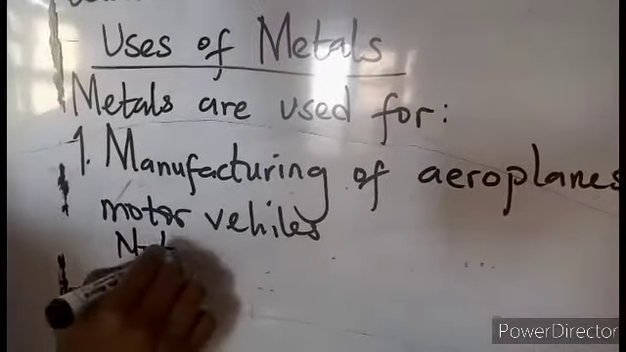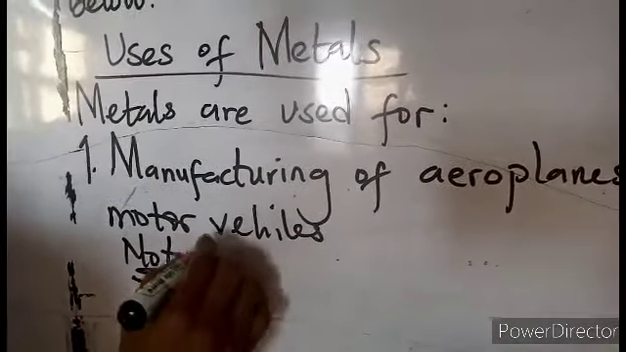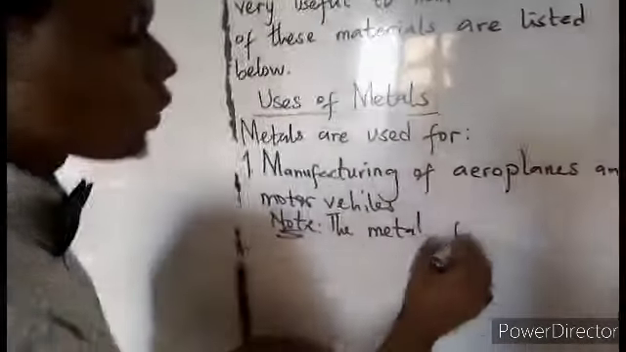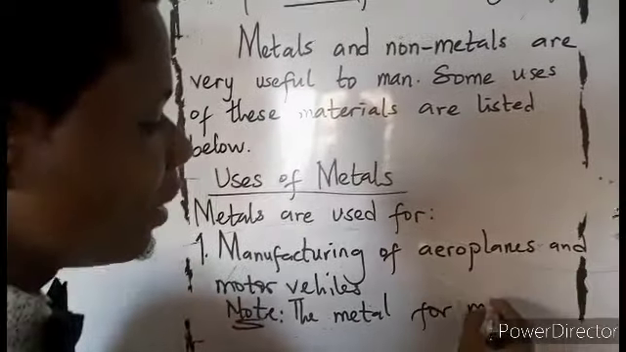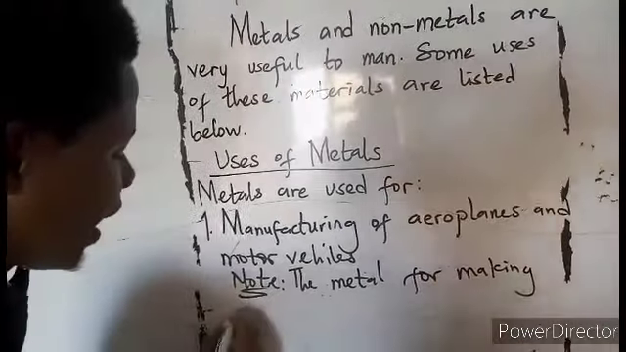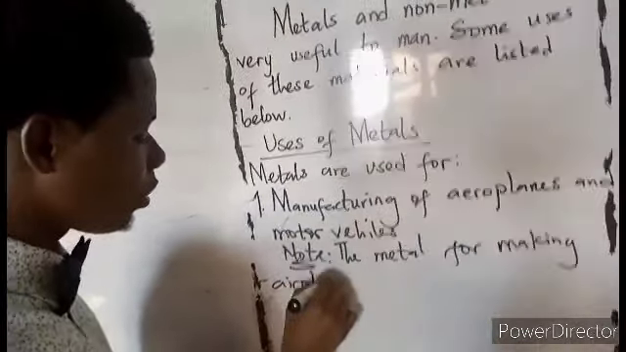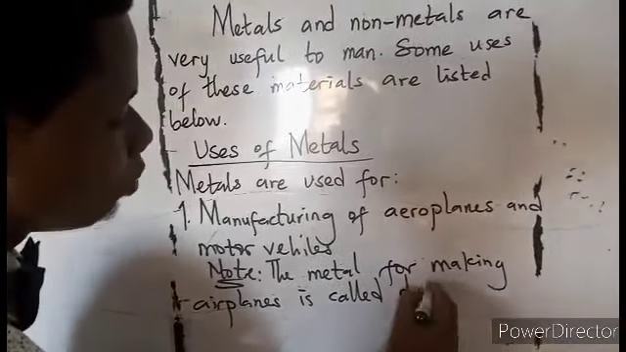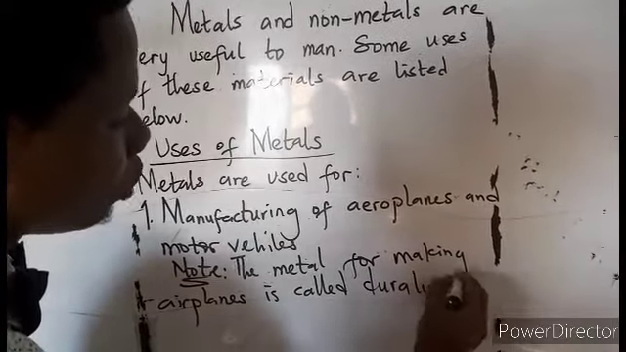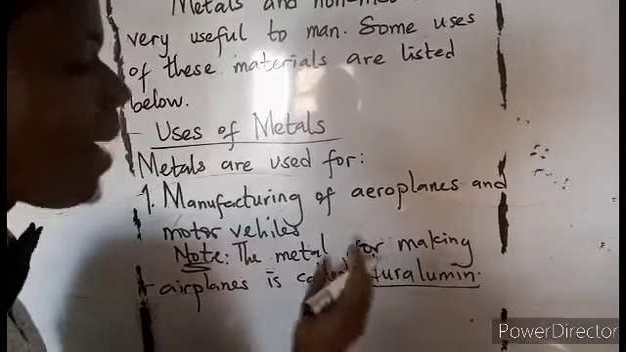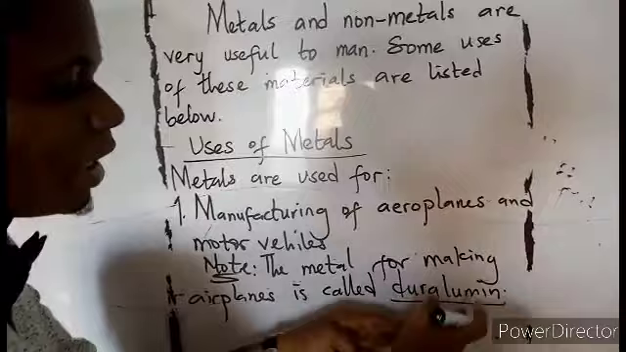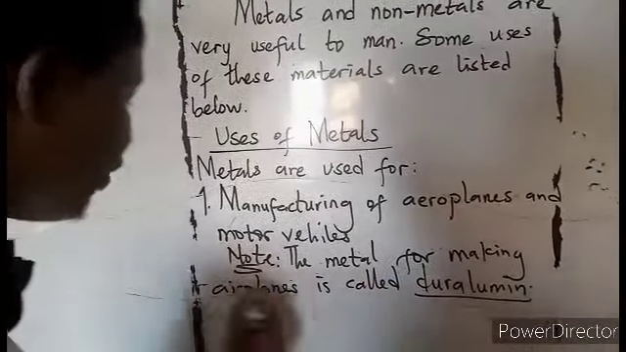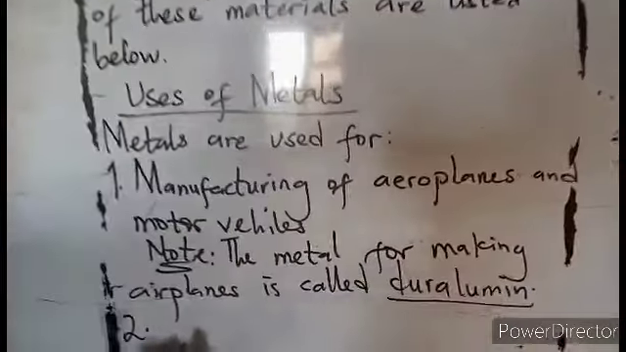Let me quickly give you this fact now. The metal for making airplanes is called duralumin. This is a fact for you. The metal used for making airplane is called duralumin or duraluminium. Duralumin or duraluminium, one of the two is correct.